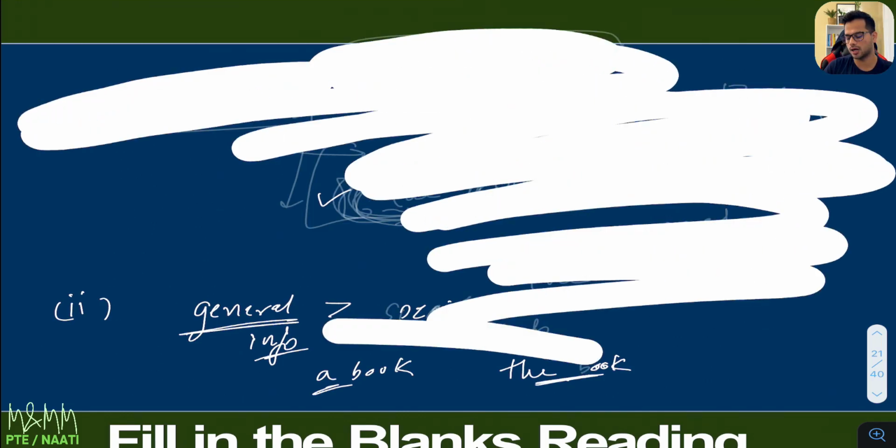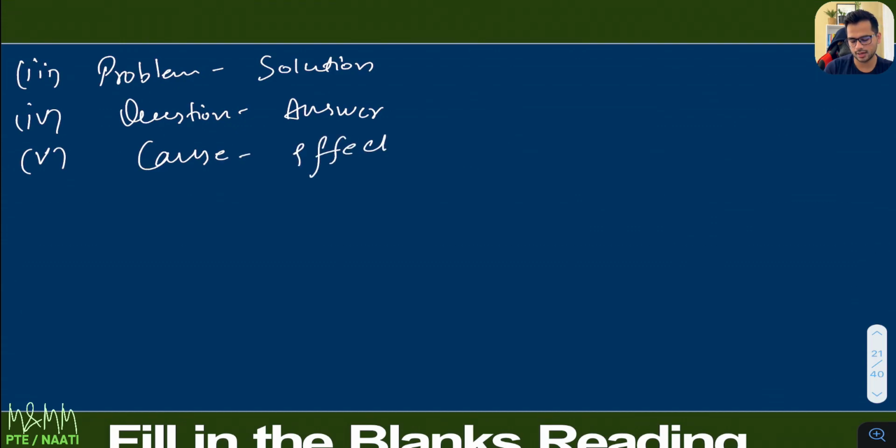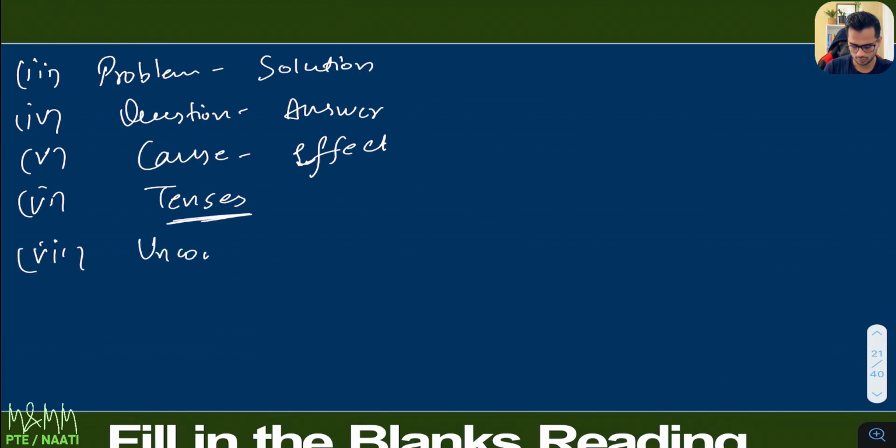And for the third one, so this was general and specific. Now there's few more, and I'll put that as problem, solution, question and answer, cause and effect, tenses, or you can say tense rule, uncommon sentence. So these are few of the other pairing techniques.